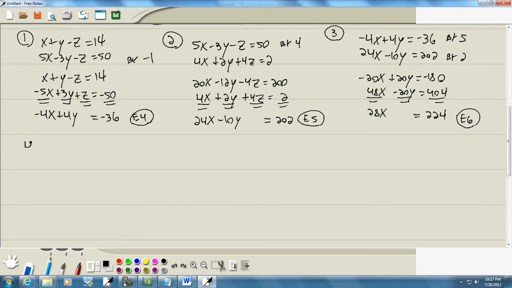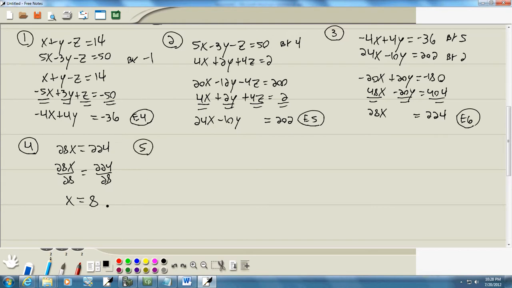Okay, so step 4. Solve equation 6 for x. So I got 28x is equal to 224. Divide both sides by 28. 8, 4, I think it's 8. 64, 6, 16. Yeah, 8.